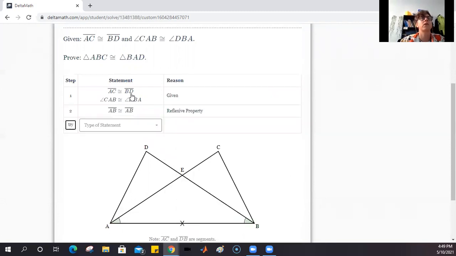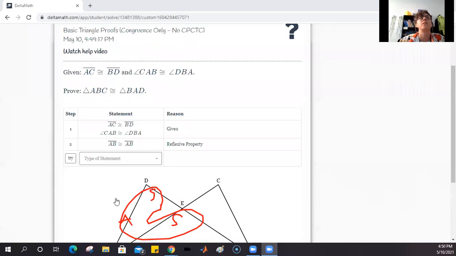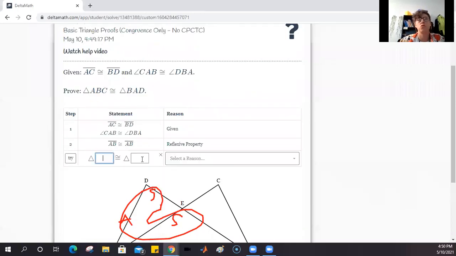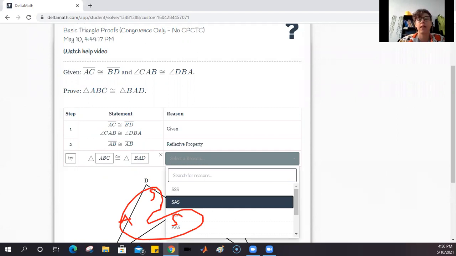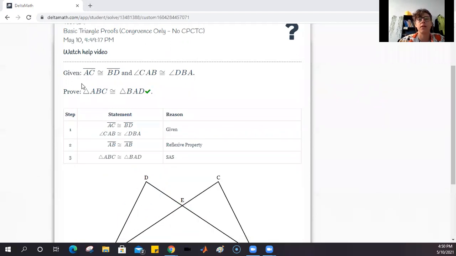Now I wonder, we've got a pair of sides, a pair of angles, a pair of sides. Is this a sassy situation? Oh, yes it is. This side is congruent to that one, right? And then the angles are congruent, and then the side is congruent right here. So it's sassy again. Wow, bunch of sassy triangles up here. Triangle ABC is congruent to triangle BAD, because they are sassy. They're side, angle, side.